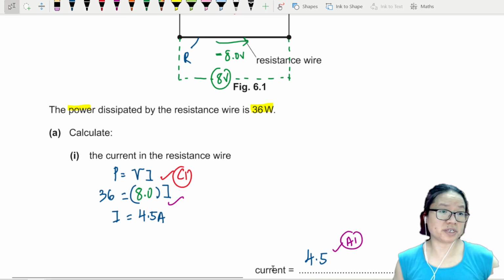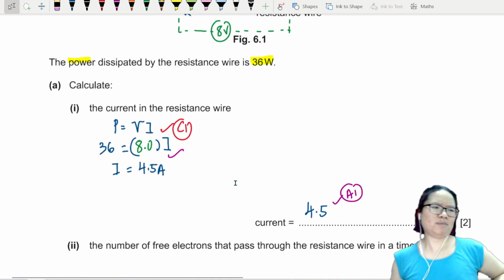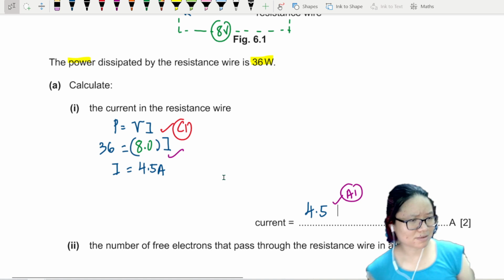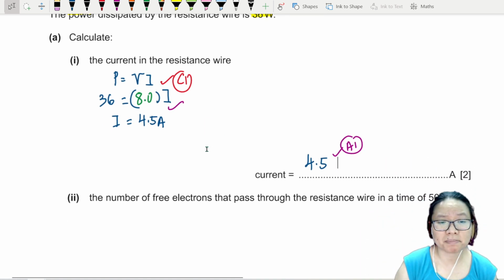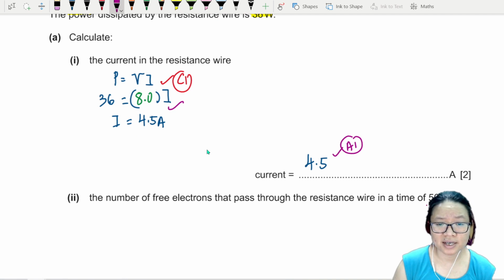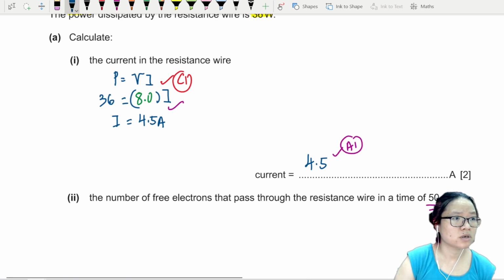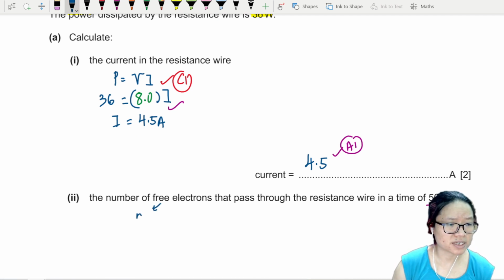We need to find the resistance otherwise. And in this case, I'm a bit lazy to find the resistance. VI can already. Okay, part 2. Number of free electrons that passes through the resistance wire in 50 seconds. So number of free electrons is N. Let's say this is N.